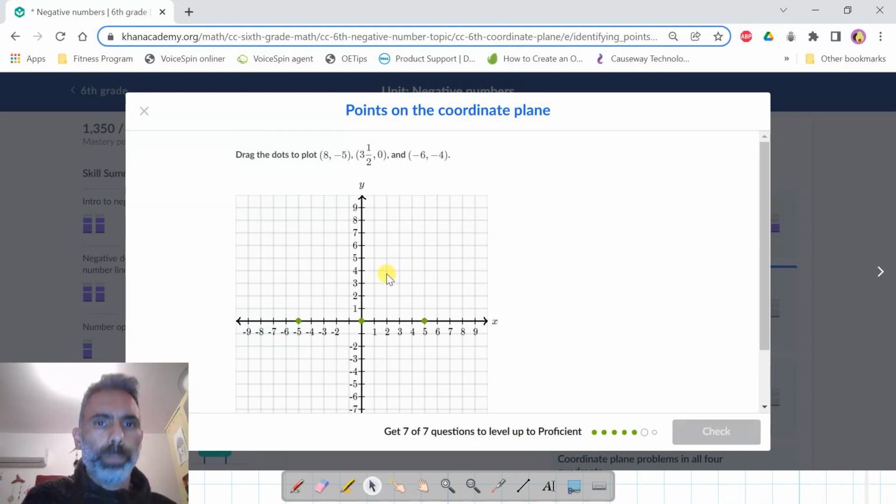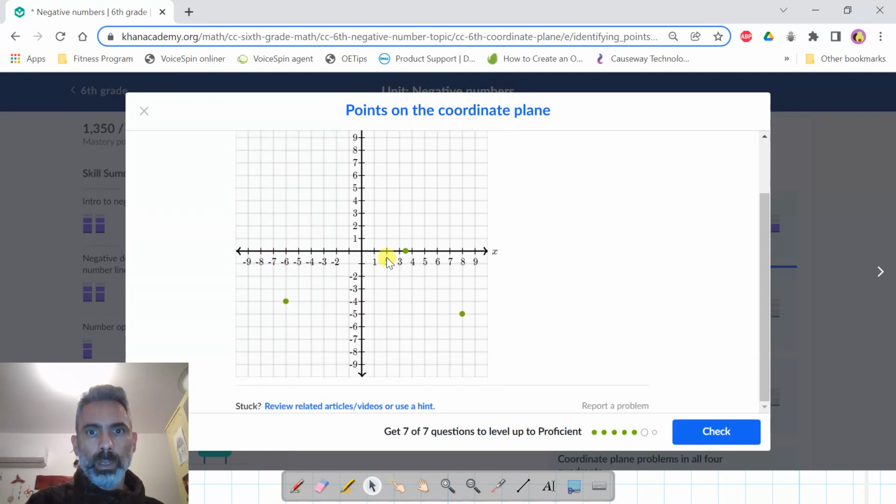Drag the dots to plot (8, -5). That's the first one. (3.5, 0) is the second point, 3.5 on the x, 0 on the y. The third one, negative 6 on the x, negative 4 on the y.